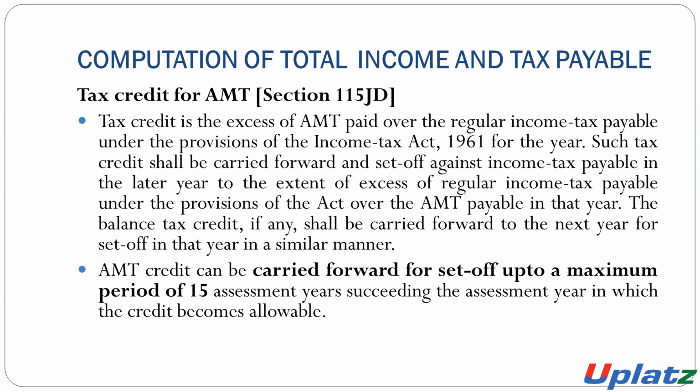Means in the later year we can adjust such excess amount. Means such excess AMT or the excess tax we can adjust with the regular amount of tax. So the balance tax credit, if any, shall be carried forward for the next year. Means if there is any AMT credit, then we can set it off with the current year tax, or if there is any balance, then we can carry it forward for the next year and set off in that year in the similar manner.